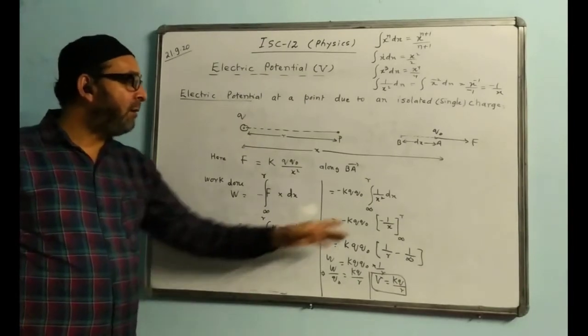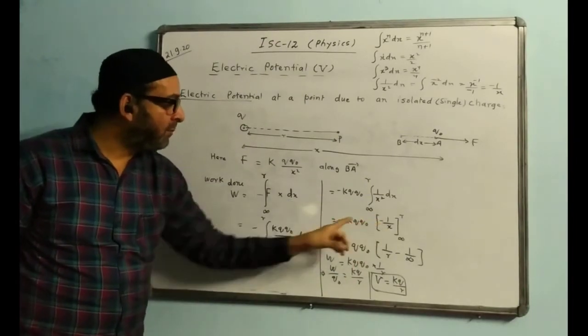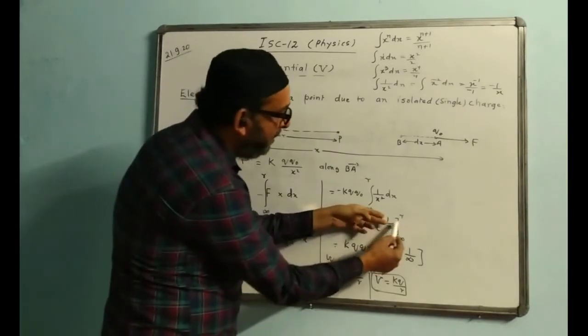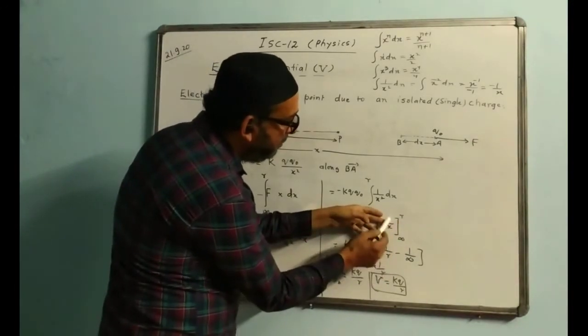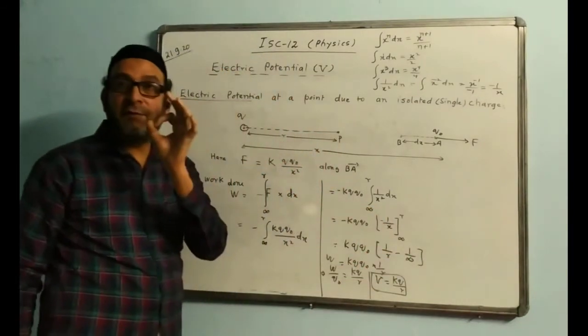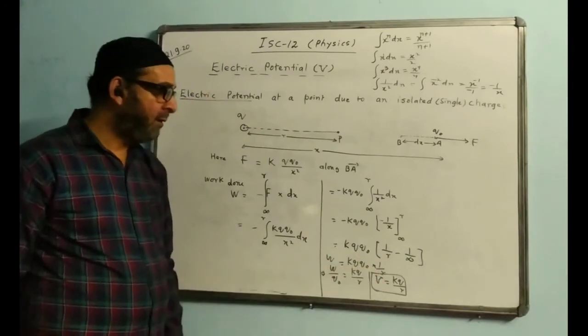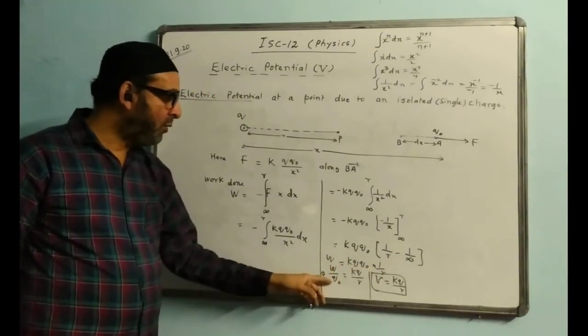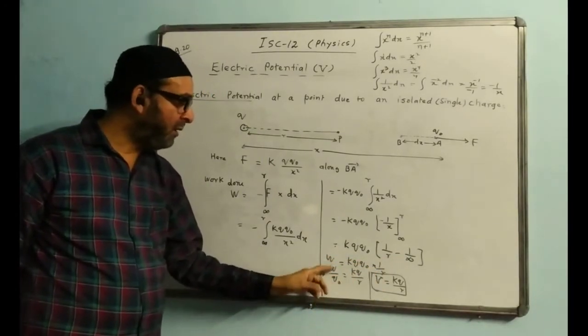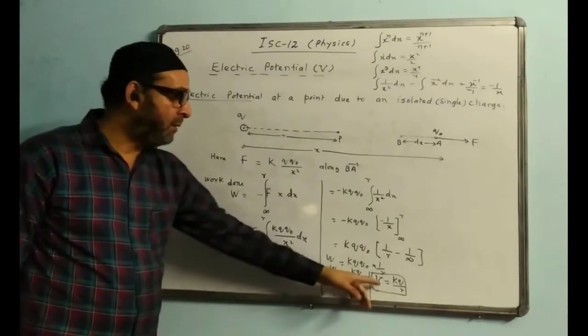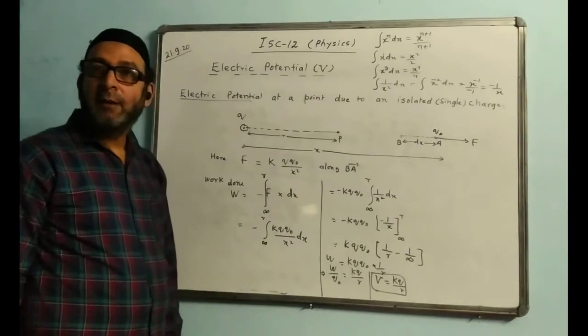Integration, some idea, upper limit and lower limit. The minus and minus sign makes it plus. First I put the upper limit: 1 by r minus 1 by infinity, and 1 by infinity is 0. So only 1 by r will be taken. And then W by q naught I will take here. This is the final completing part. This is equal to kq by r.